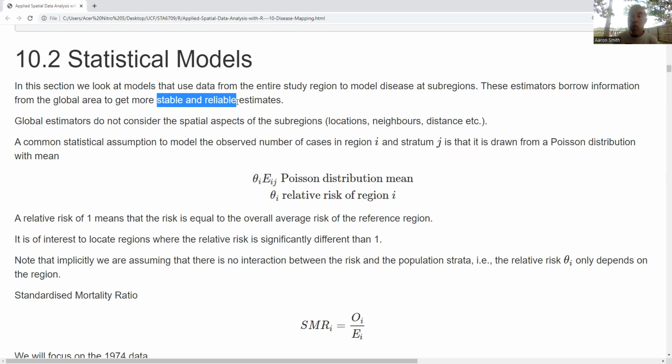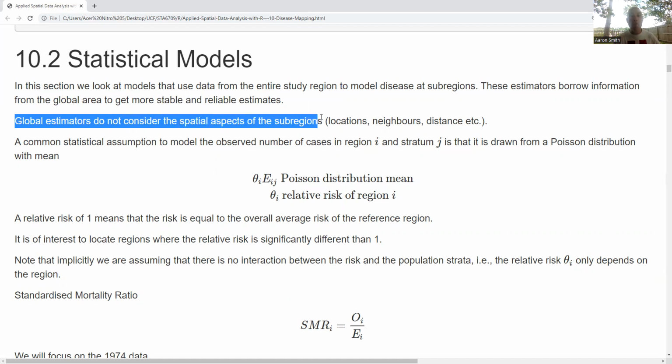Now, the disadvantage of this is that it is a very coarse approach. Since it's coarse, I'm not tailoring things to the individual counties that I see. So we have to make a choice. We need a balanced point of view. This is definitely a good place to start. I would definitely do global models before I do local models in my analysis. Global estimators do not consider any of the spatial aspects of subregions. It doesn't consider the locations, which regions are neighbors of each other, or distance between counties. None of that is part of the equation.